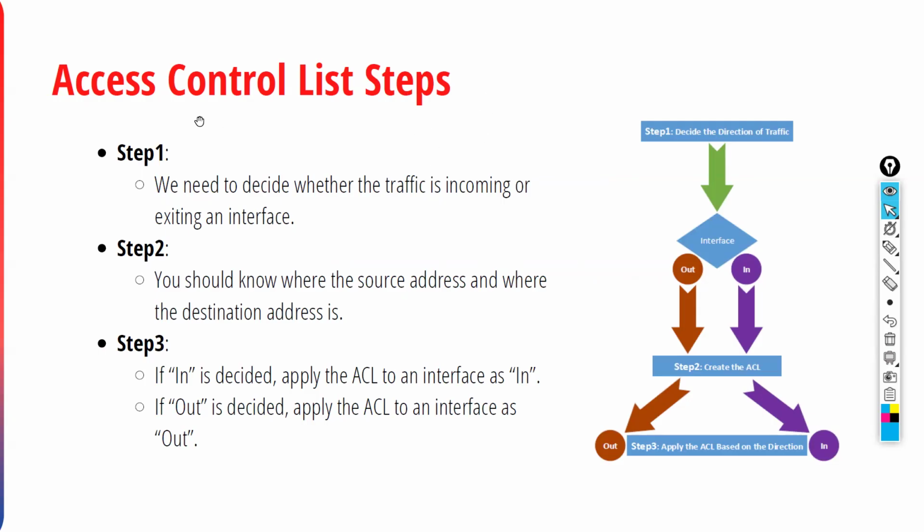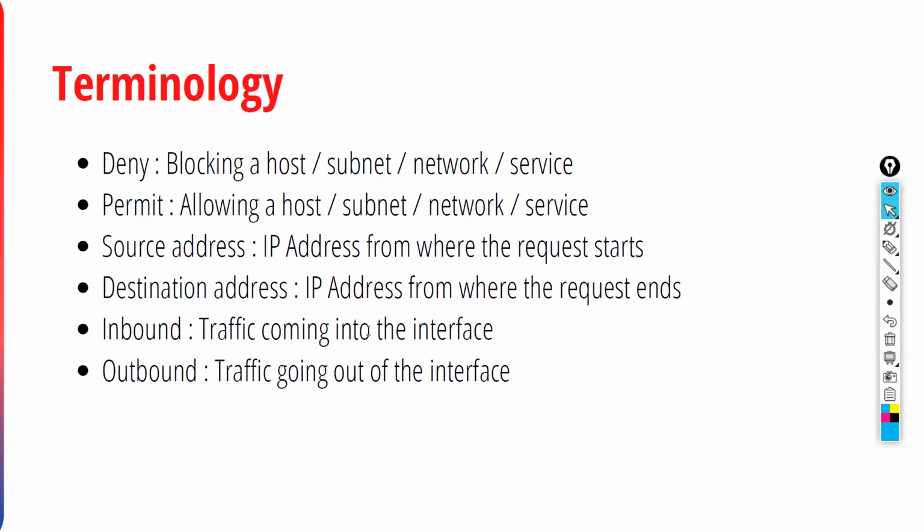So how the access control list will be used. First of all, you have to decide the direction of traffic, that which traffic you want to permit. Okay. Then we must know where is the source, where is the destination. About the source and destination, we must know from where to where you want to allow. Then we have to decide whether the traffic is inbound or outbound. So direction also we have to decide. And then we apply it on the interface.